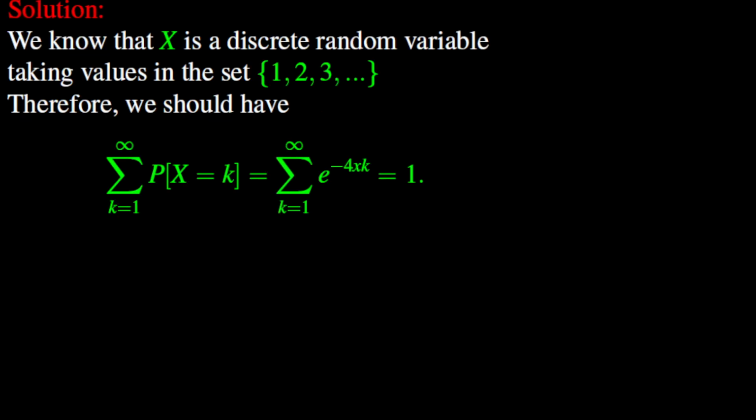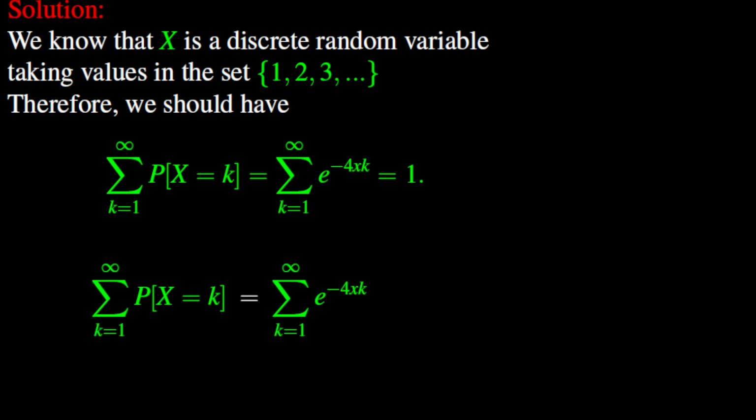As a matter of fact, X is a discrete random variable taking values in the set of positive natural numbers. We know that the sum of all probabilities should add up to 1. Therefore, the sum for k going from 1 to infinity of exp(-4xk) should be equal to 1. The summation of the probability of X equals k, for k going from 1 to infinity, should be equal to the summation of exp(-4xk) for k going from 1 to infinity.